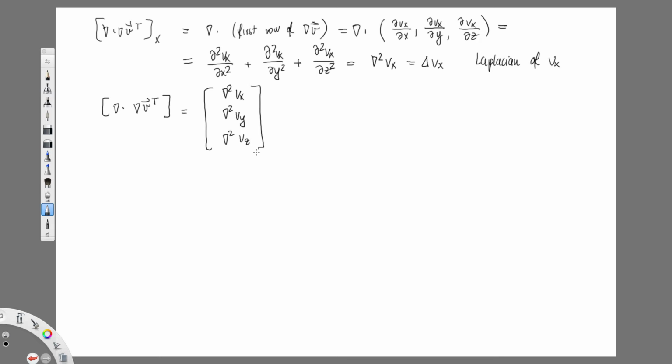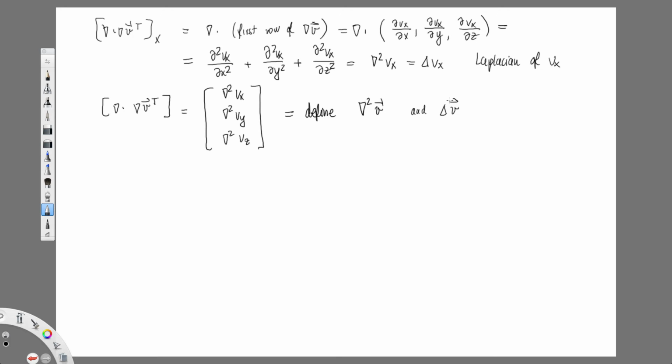What am I going to define now to make my writing shorter and my life easier? I'm going to define the Laplacian of a vector. That's going to be a vector whose coordinates are the Laplacian of the individual coordinates of that vector. So this is the definition of the Laplacian of V. Are we going to use that notation for the Laplacian, the square? Yeah, but you will see both this and this in literature when writing the Navier-Stokes equation.